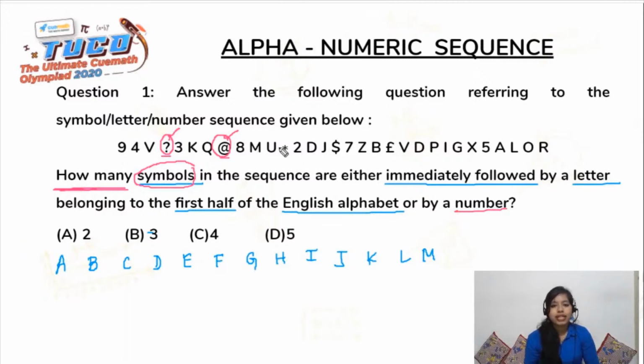Again, this is the second symbol and this is satisfying our question that it is being followed by a number as well. And then next we have an asterisk, or you could say star, which is being followed by a number again. And then we have a dollar symbol which is being followed by a number. And then we have the symbol which is being followed by V. But now here comes the catch. Is V lying in the first half of the alphabets? No. So we are going to strike this out. Coming to the next one, we do not have any more symbols available to us. So how many such symbols did we figure out? 1, 2, 3, 4, and hence the correct option to this is 4 symbols.